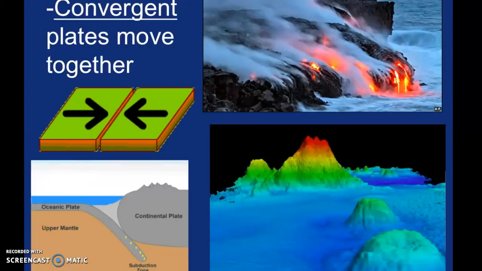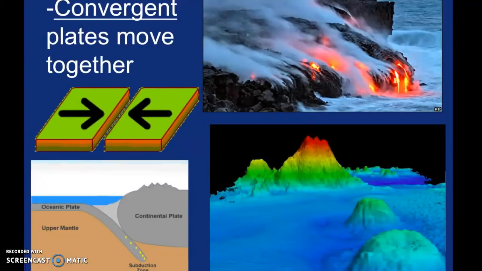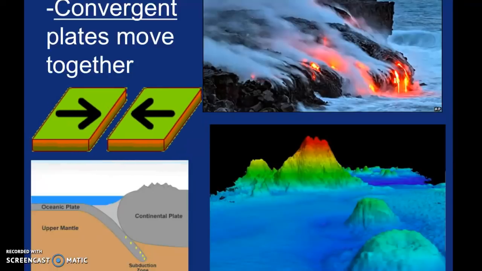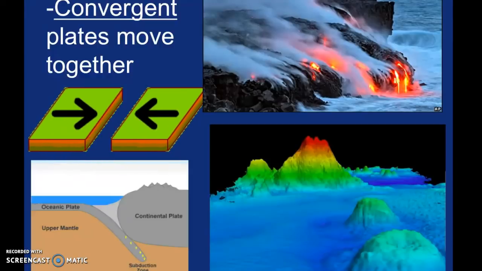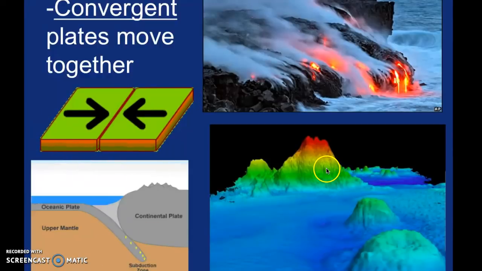Another type of plate boundary is convergent. Your stem con means together, so plates will move together at convergent plate boundaries. You can have several different types of features that are formed at convergent plate boundaries. One thing is underwater mountains called seamounts. You can have lots of different mountains that are formed. You can even have underwater volcanoes that will be formed, and that's what you see in this picture here.